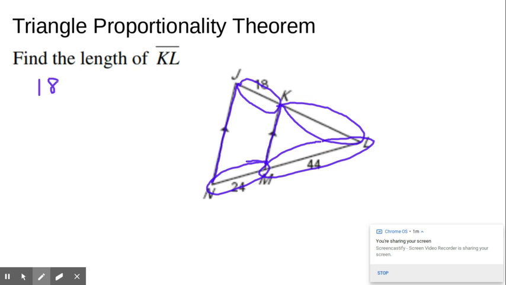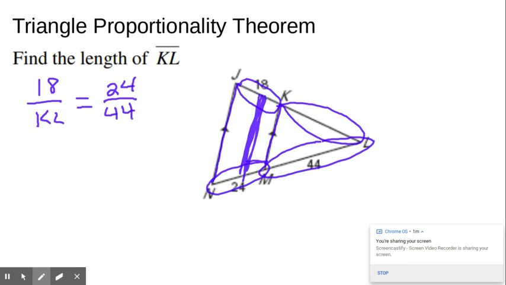So I'm going to choose to put 18 over KL. Hope that's okay with everybody. So now that ratio really doesn't matter. The bottom one is the important one because I have to make sure that the pattern I established with the first one matches up with the second one. So because I put 18, 18 corresponds with 24 on the bottom side. So since I put 18 up top, I've got to put 24 up top here. And then on the bottom side, KL matches up with 44.